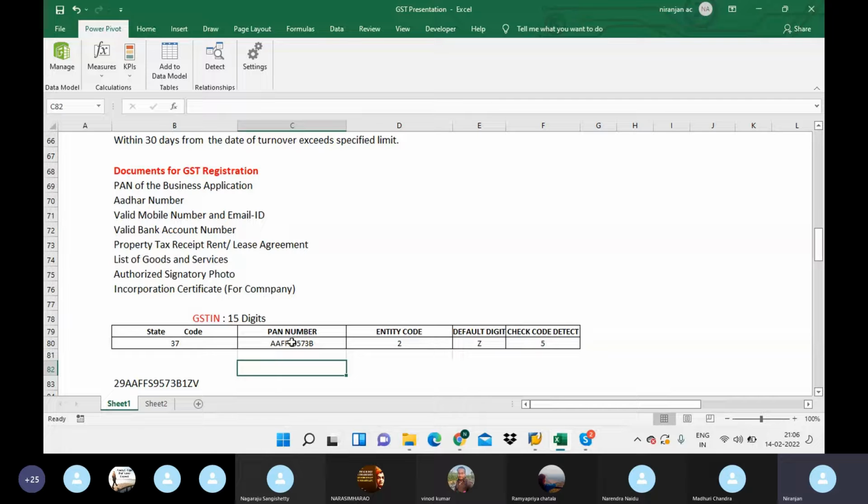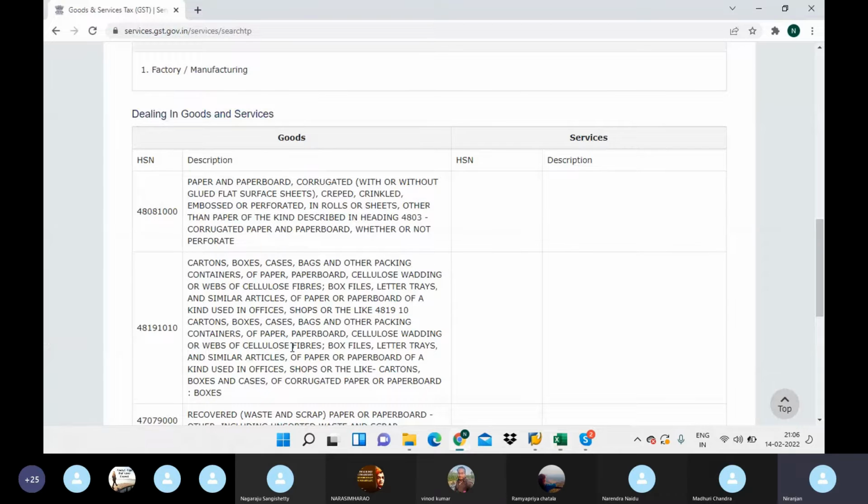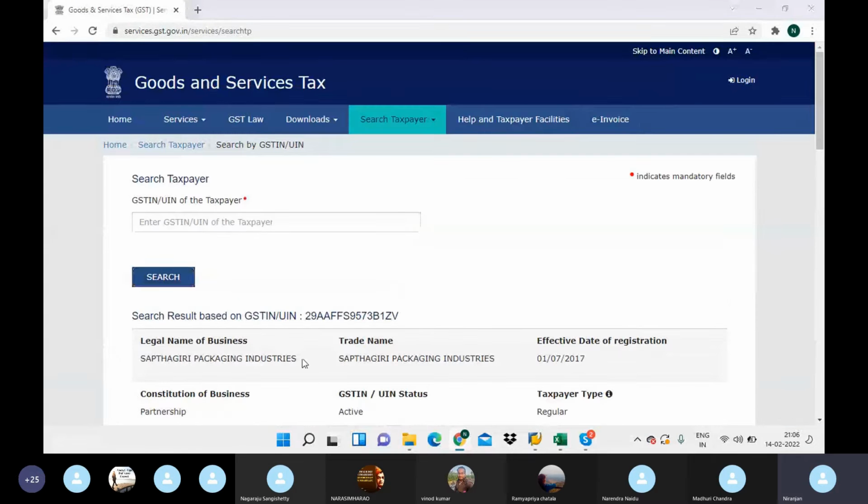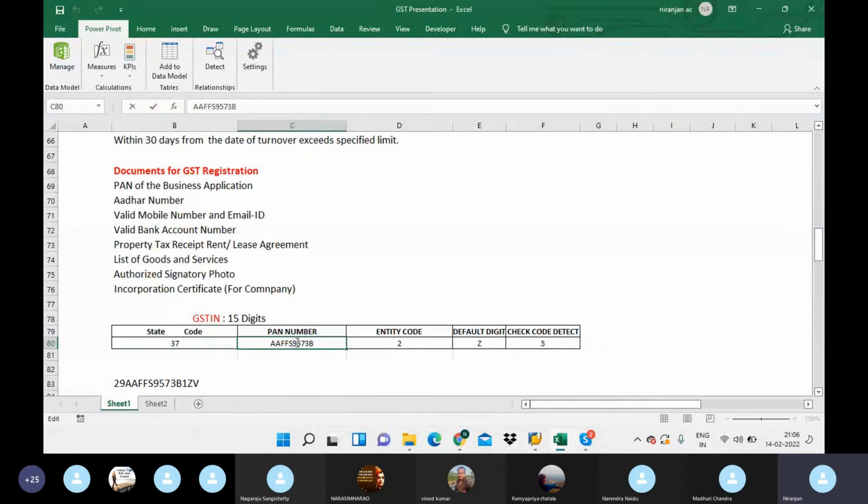Followed by the fifth digit, which is for the name of the person. Whether the name is a company name, a person's name or a partnership firm name, the fifth digit reflects it. Here it is mentioned as Saptagiri Packaging Industry, so that's the reason the fifth digit is S. Suppose your name starts with a letter, the fifth digit of your PAN number is as per your name.